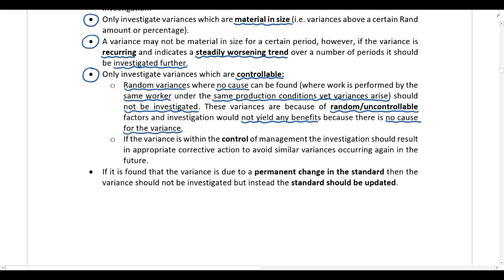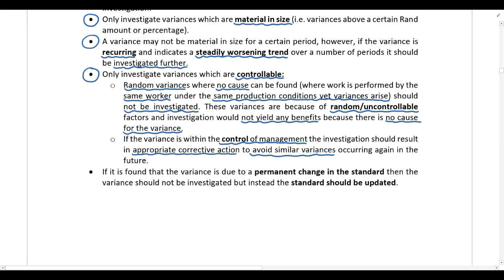And you shouldn't investigate these variances because the investigation will not yield any benefits because there is no cause for the variance. On the other hand, if the variance is under the control of management, so in other words, the investigation will yield benefits because it's under their control, then the investigation should result in appropriate corrective action being taken to avoid similar variances occurring again in the future. So, for example, let's say you find too much material has been used in the production process and there's excessive wastage. Then obviously the workers need to be better trained to make sure that that doesn't happen again in the future. That is something that is under the control of management, and therefore an investigation would be worthwhile.